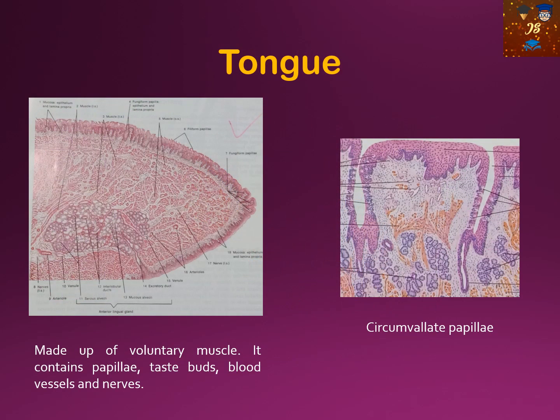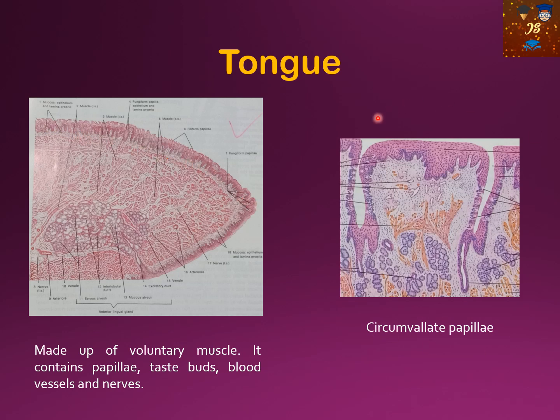Now we will discuss the tongue. We can move our tongue, so it is made up of skeletal muscle. We know that whatever muscle we can move in our body is made up of skeletal muscle, for example the muscle of the hand, the leg, the mouth. So it is made up of voluntary muscle. It contains the papillae, the taste buds, the blood vessels and the nerves. The taste buds are actually intruded within the papillae. This is a microscopic view of a part of the papillae, and these are the papillae.